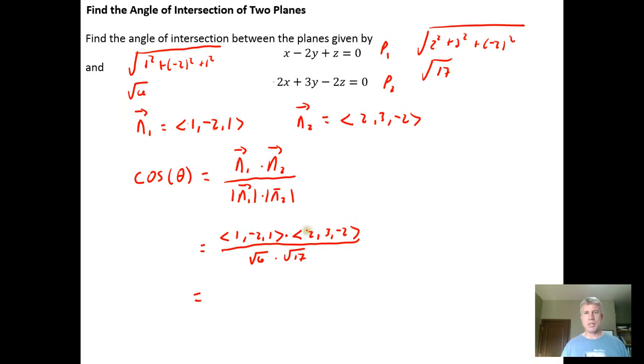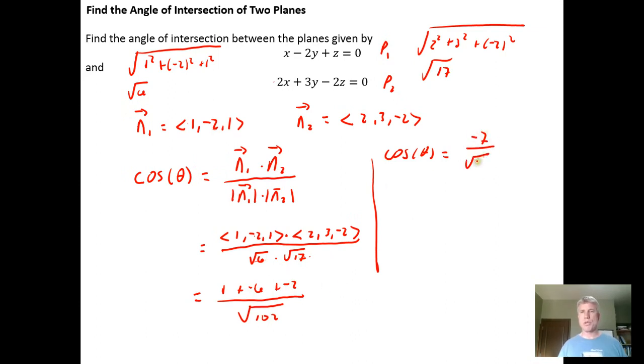Then we would need to calculate the dot product up here, which is going to be 1 plus -6 plus 1 times -2, which is -2, over the square root. These could be brought together if we wanted to, so 6 times 17 would be the square root of 102. Then simplifying, we get cosine of theta equal to 1 plus -6 plus -2, which is going to be -7 over the square root of 102.